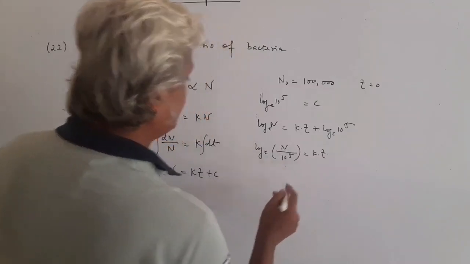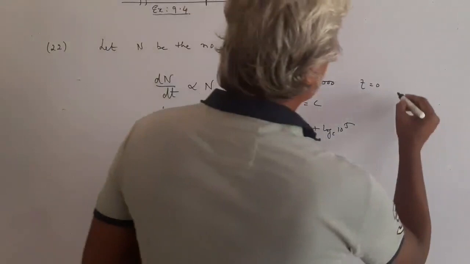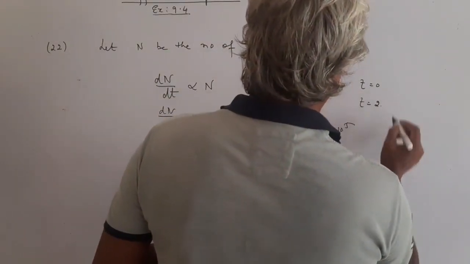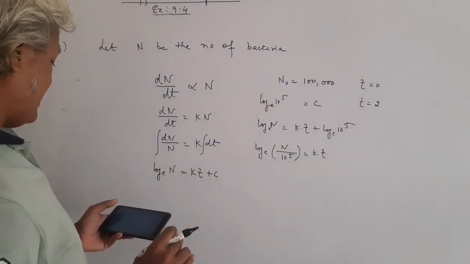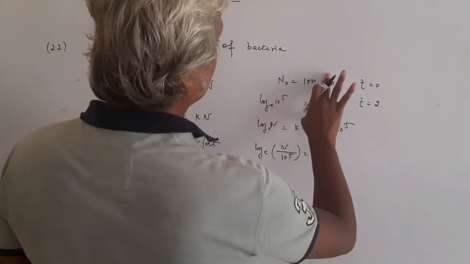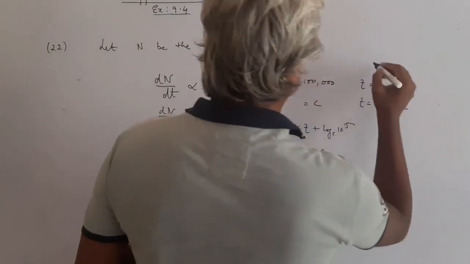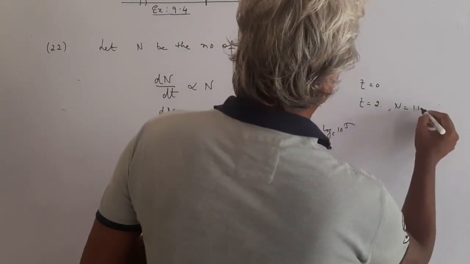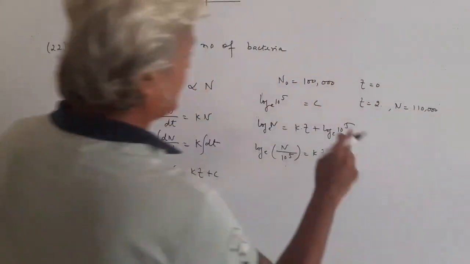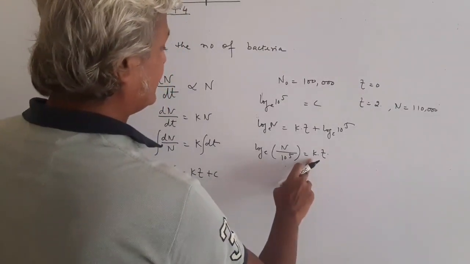Now if I take the value of t, by the second condition given, the number increases by 10% in 2 hours. So when the time becomes 2 hours, the number increases by 10%. So 10% of this will be how much? 10,000. So N becomes 110,000. So I put this value with t equal to 2, then we can find the value of k.